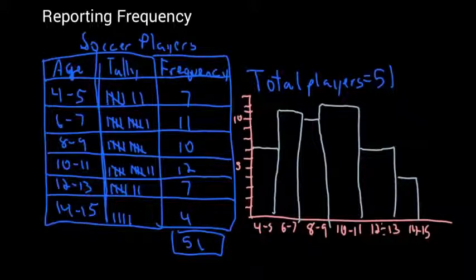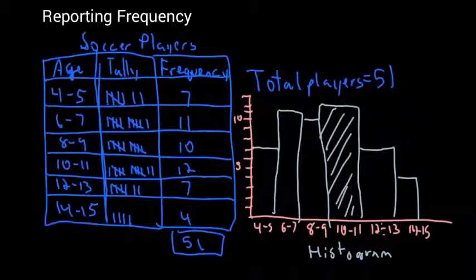Now, all these bars should be the same width. I mean, I just sketched this out. I didn't have graph paper or anything. But you can see how this would turn the frequency table into a histogram. And the largest age group would be this 10 to 11. So most kids that participate in soccer are in the ages from 10 to 11. And then we can also say the least number of players would be in the 14 to 15 age range.